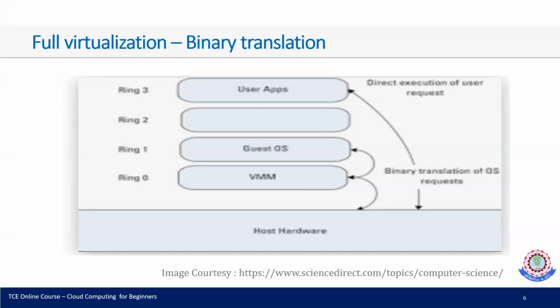Guest OS and VMM will communicate with each other. If the guest OS needs to perform any system level activities, the guest OS will do binary translation. So VMM is called the host computer. Conversion of binary translation to machine understandable form will be performed between guest and VMM. Then the VMM will communicate with the host hardware. This is full virtualization.